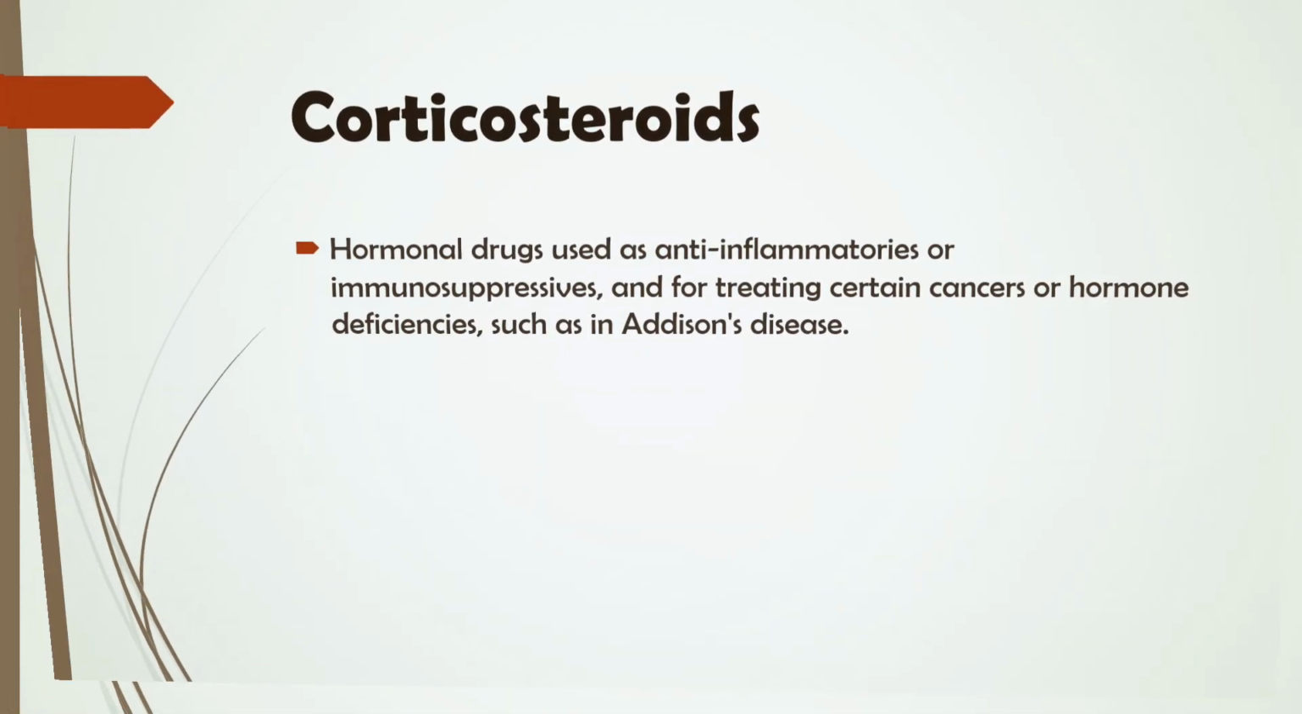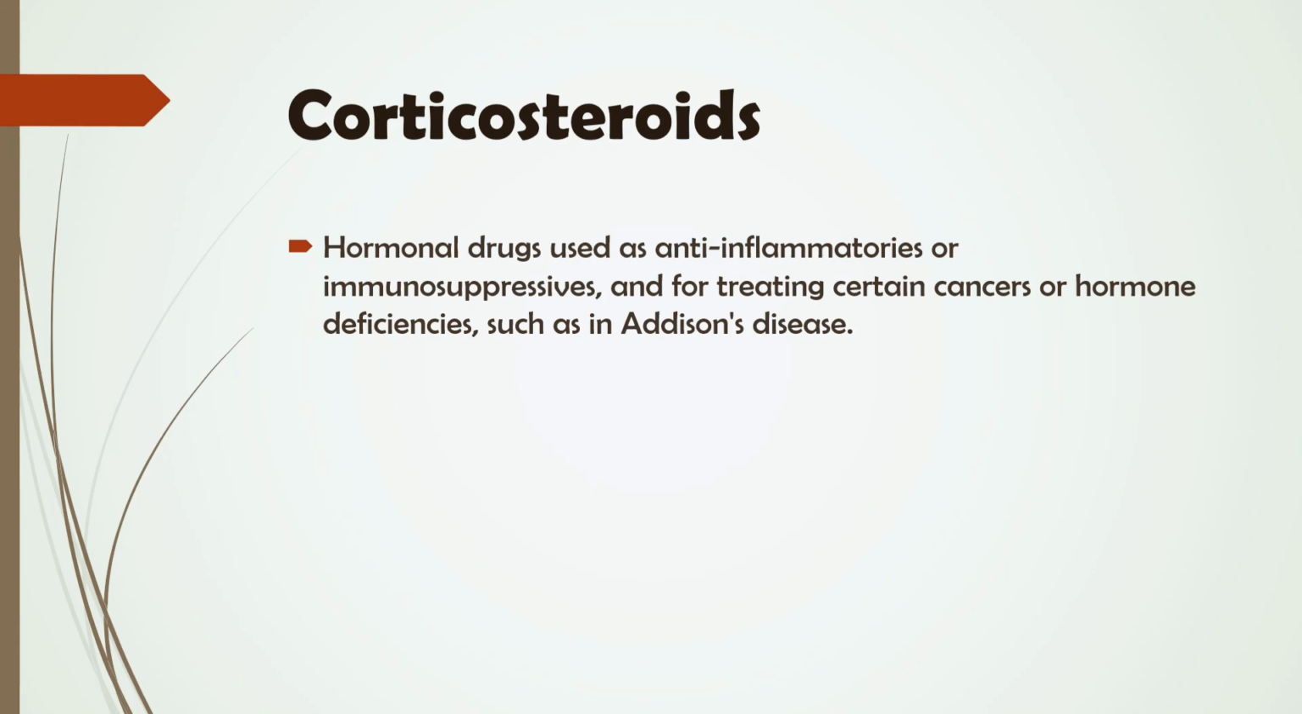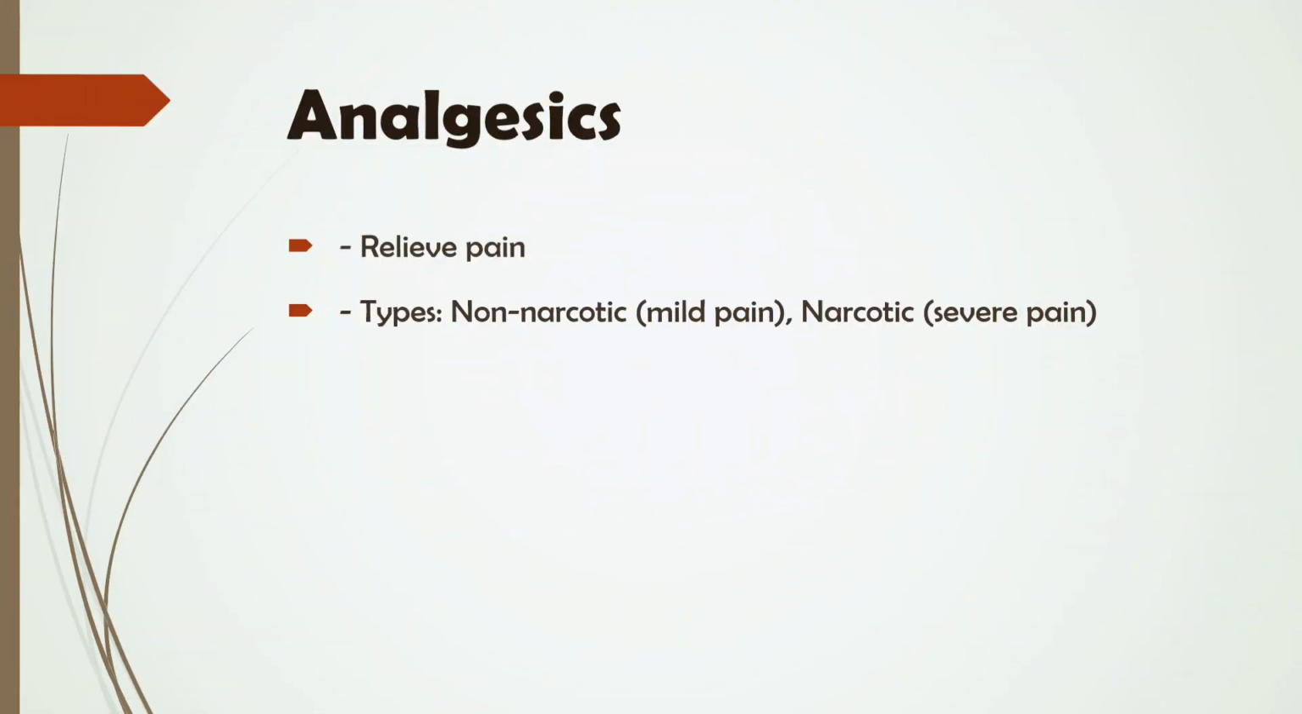Next drug category we have corticosteroids. These are hormonal drugs used as anti-inflammatories or immunosuppressives and for treating certain cancers or hormone deficiency such as in Addison's disease. So the next category of drugs we have analgesics. These are used to relieve pain and these have two types, that is non-narcotic, which are used in mild pain, and narcotic, which are basically prescribed by doctors in case of severe pain.